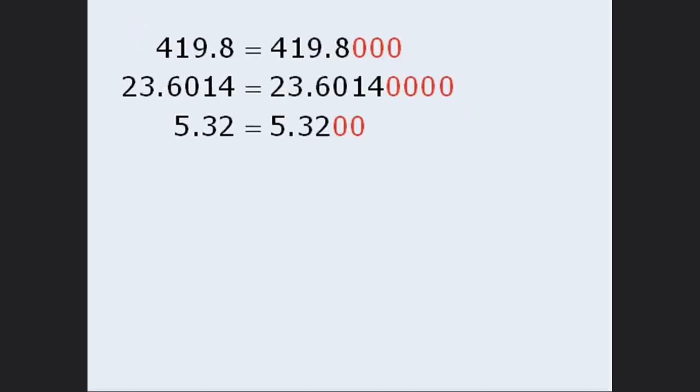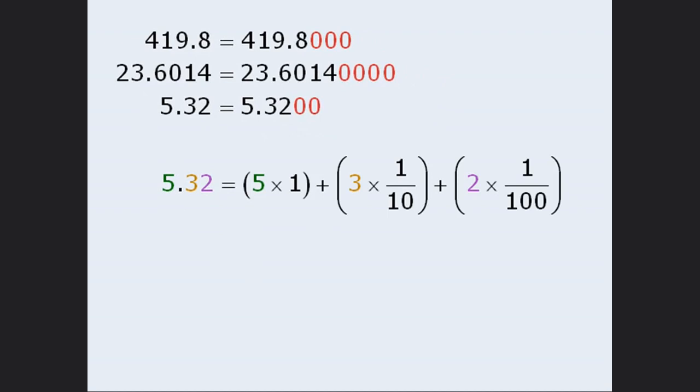Now, an important feature of decimal notation is that if you take a decimal and add zeros to the last digit after the decimal place, the value of the number does not change. Here's why. If, for example, we examine the number 5.32, we see that it represents the sum of 5 ones, 3 tenths, and 2 100ths.